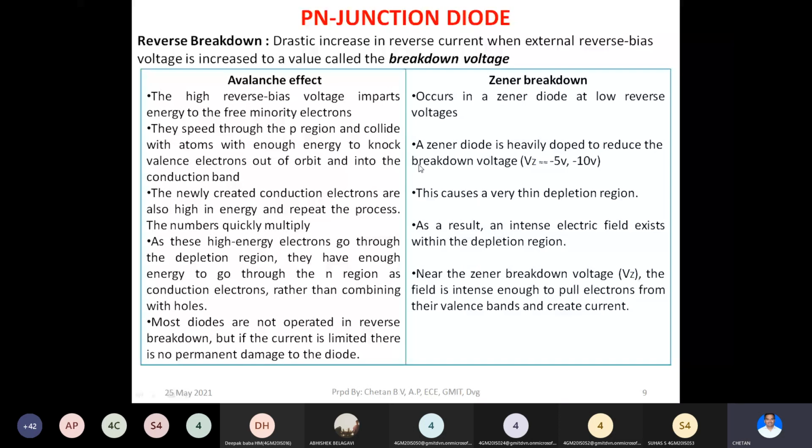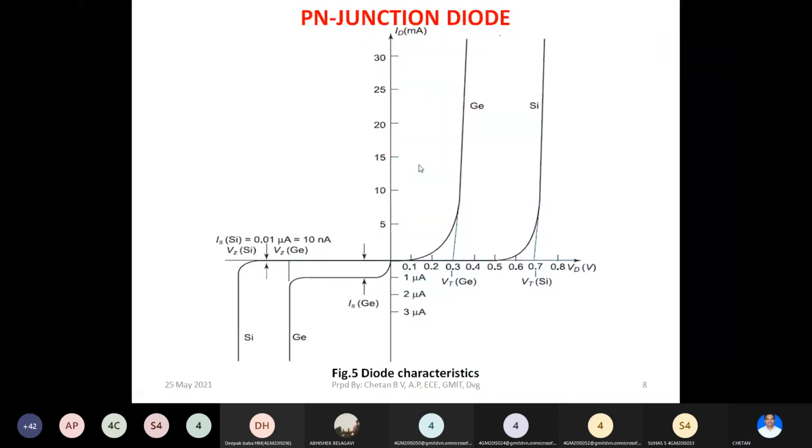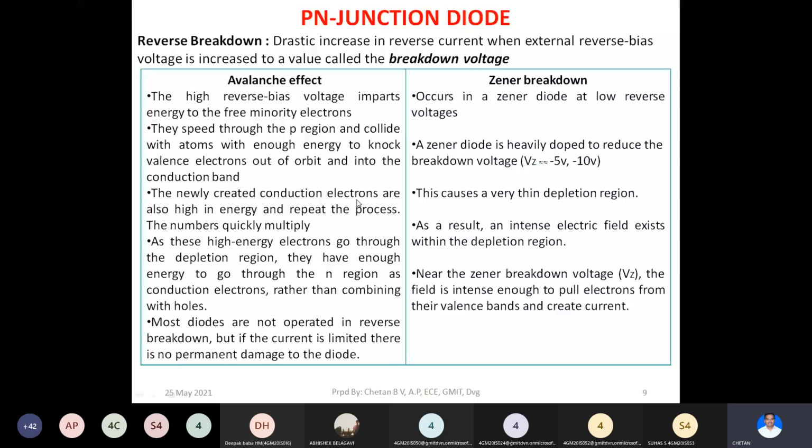Breakdown is the region of operation where you have applied a sufficiently high value of reverse voltage during reverse bias, and a sufficiently large reverse current is flowing when the diode is reverse biased. This region is the breakdown region. Breakdown occurs in two ways. One is the normal way, which is the avalanche effect, which occurs in almost all kinds of diodes.